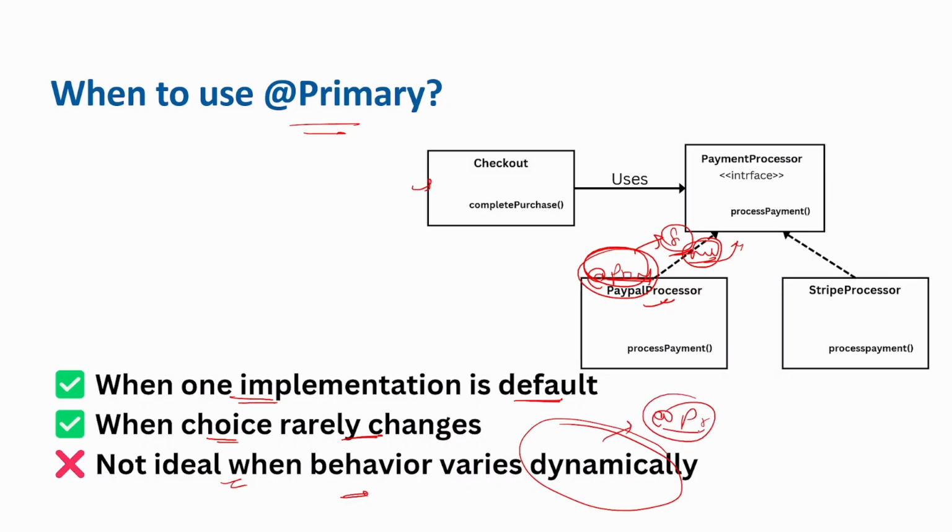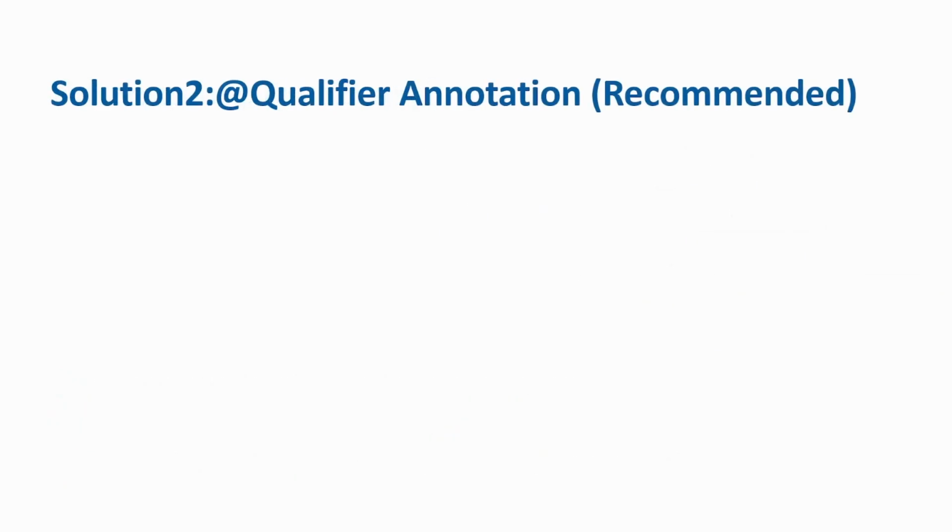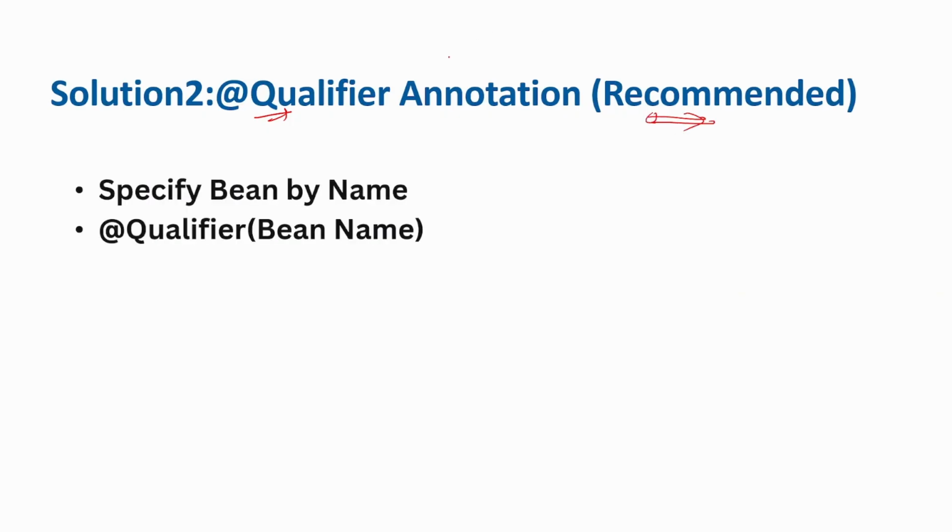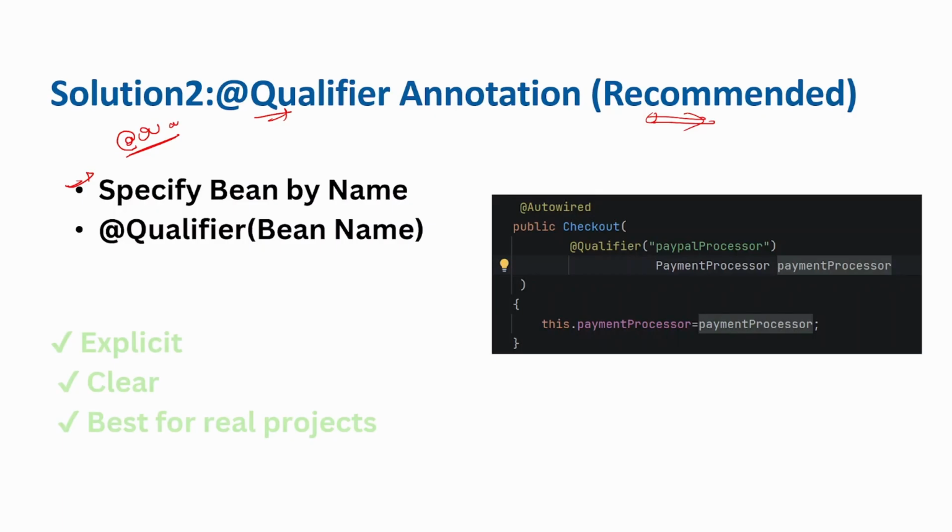Then what should be used in that case? In that case, the solution is the qualifier annotation, and it is recommended to use it. We have learned about this in dependency injection also. So what does the qualifier do? In dependency injection, the qualifier will inject the bean whose name matches it. So how can the injection happen with the help of the qualifier annotation? Let's see.